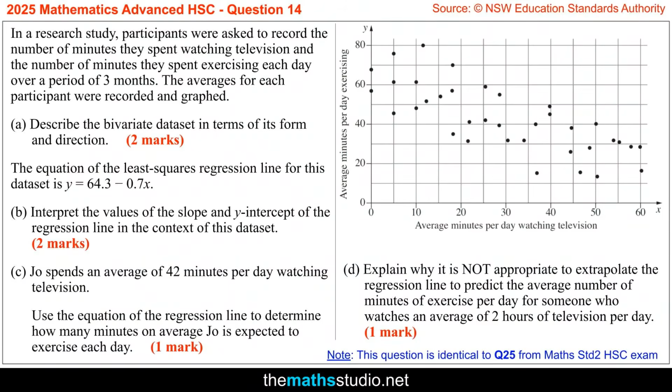Question 14. In a research study, participants were asked to record the number of minutes they spent watching television and the number of minutes they spent exercising each day over a period of 3 months. The averages for each participant were recorded and graphed. Part A. Describe the bivariate dataset in terms of its form and direction.